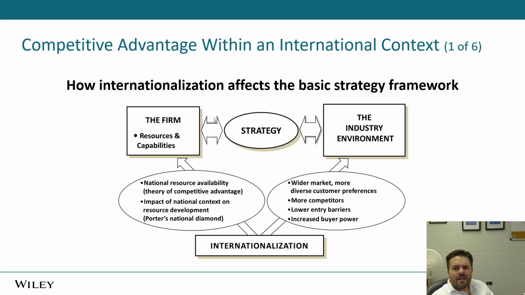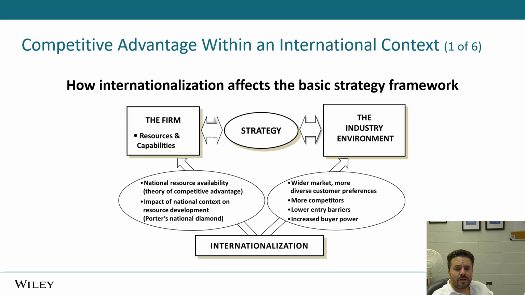How does it affect our basic framework of strategy? The basic framework is those 3 boxes at the top. We do a rigorous analysis of the firm, its resources and capabilities. We do a rigorous analysis of the external environment, right? Internal, the firm; external, the industry. And then our strategy, to the extent that our strategy connects our resources to our opportunities and threats, or our strengths and weaknesses, if we're going to think in terms of SWOT, to our opportunities and threats in the external environment. To the extent we do that well, we have strategic fit and competitive advantage.